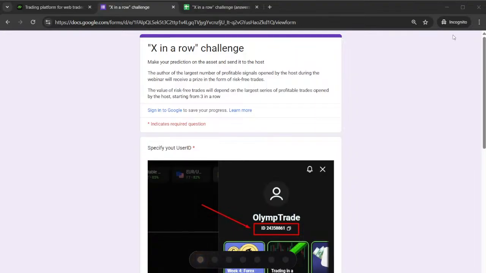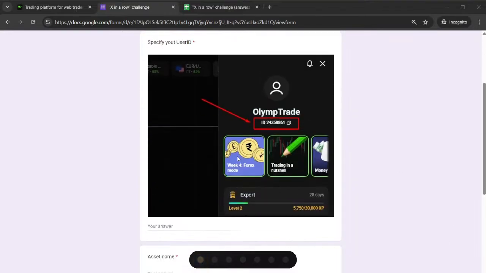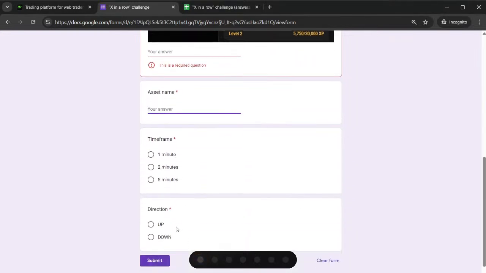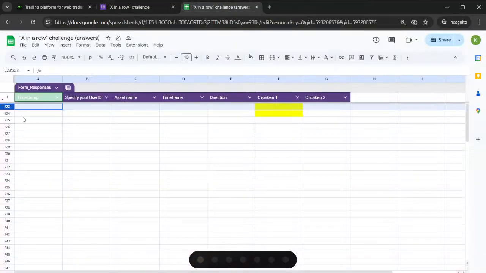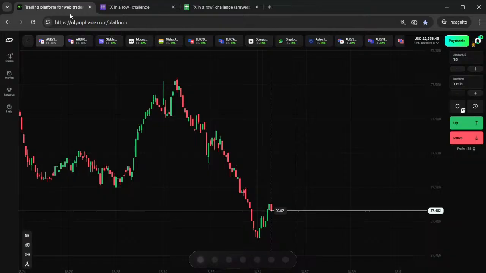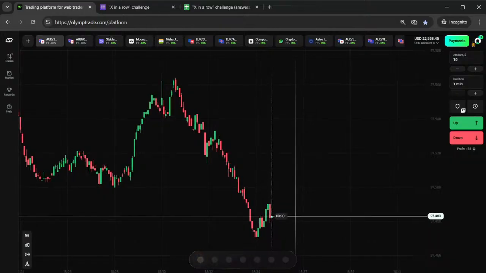Let me share the Google form link in the comment section. Okay traders, this is the Google form link. Once you open it, it will look like this. Here you will put your trader ID, asset name, time frame, direction, and click on submit. Once you click on submit, it will be visible here. Whichever signal I pick, I will take a trade. If the trade goes positive, initially we will focus only on the positive trades.